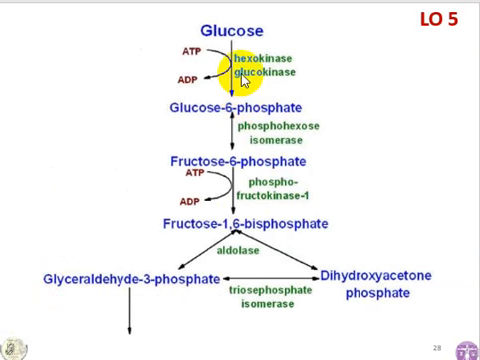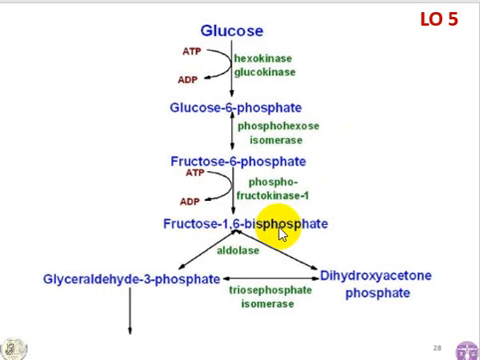In phase 1, glucose reacts with hexokinase to form glucose 6-phosphate. In this reaction, we use 1 molecule of ATP. Then glucose 6-phosphate is converted into fructose 6-phosphate by phosphohexose isomerase, and then fructose 6-phosphate, by the action of phosphofructokinase 1, becomes fructose 1,6-bisphosphate. Also in this reaction, we use 1 molecule of ATP.